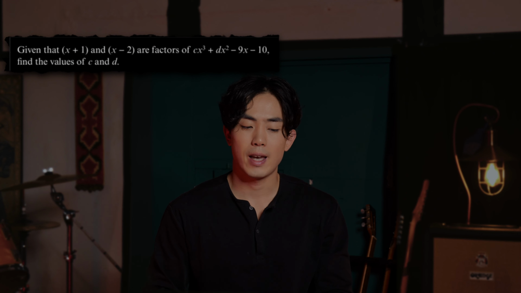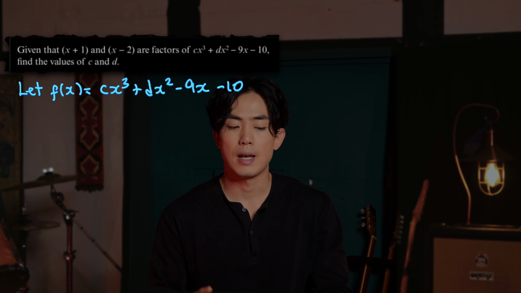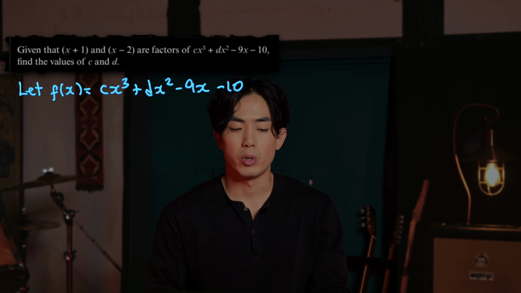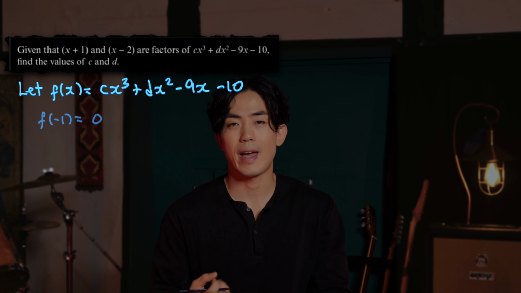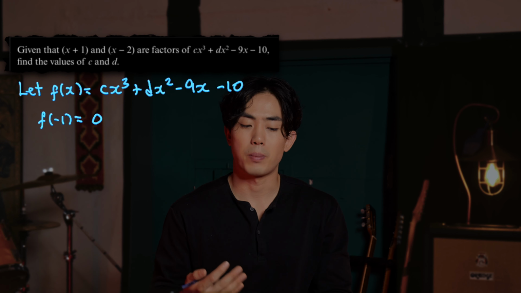Right, so using this definition, we can also solve other questions such as this one here. In this case, we're told that x plus 1 and x minus 2 are factors of this polynomial, and they want us to find the c and d values. We can use the definitions. If we know that x plus 1 is a factor, then plugging minus 1 into the function should give us a value of 0. Same thing if I plug in f of 2.